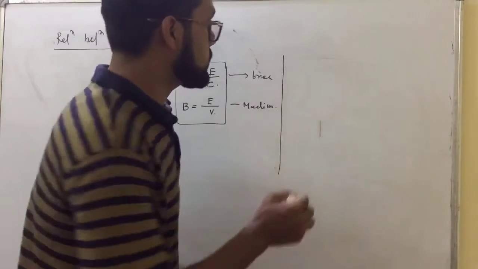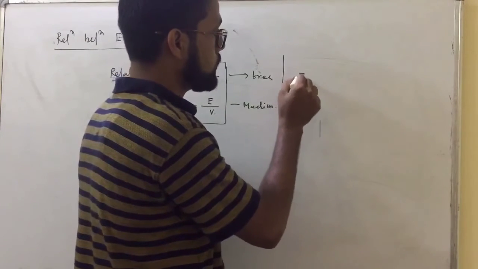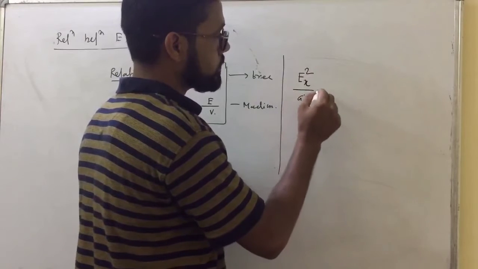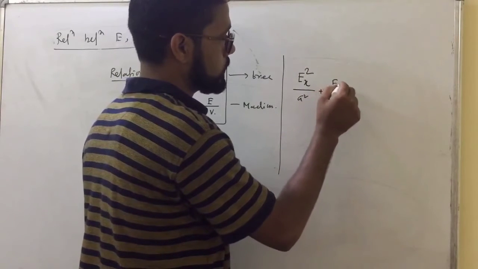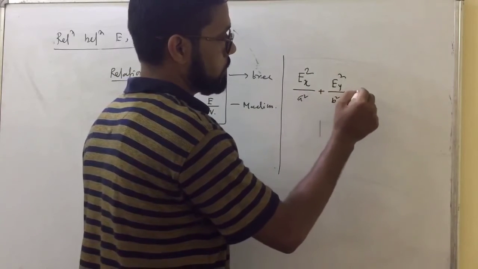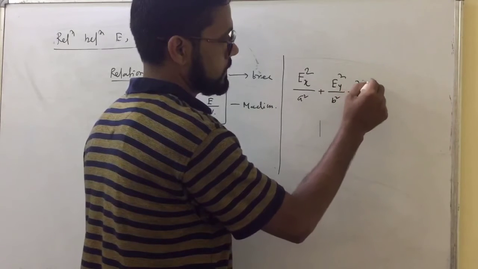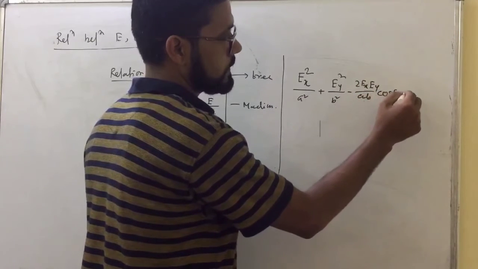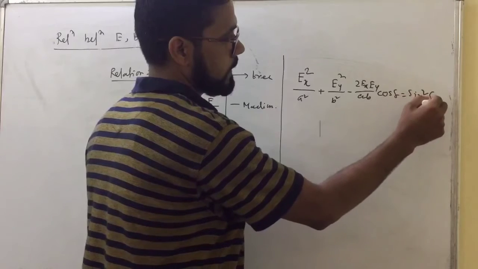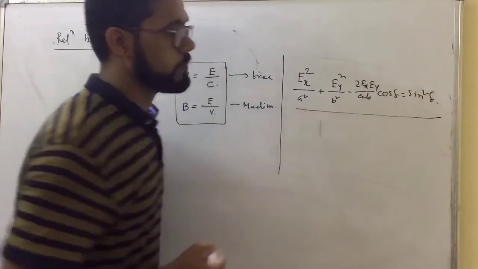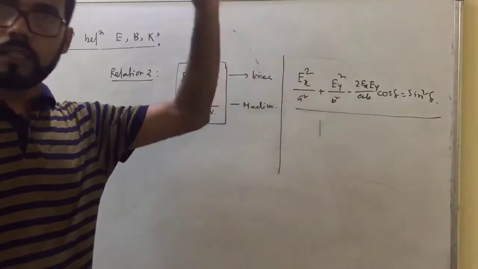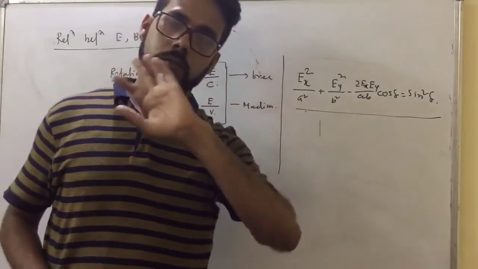So conventionally, suppose, have you remembered this equation? I think you have remembered. This is the polarization equation: Ey square over B square minus twice Ex Ey over AB cos delta equal to sine square delta. This is the equation of polarization of the electromagnetic wave. Ex means the electric field. So polarization of an electromagnetic wave means polarization of the electric field.